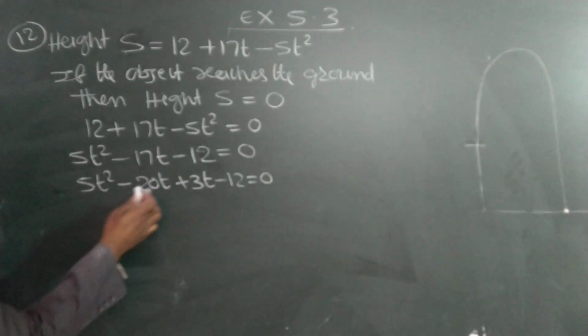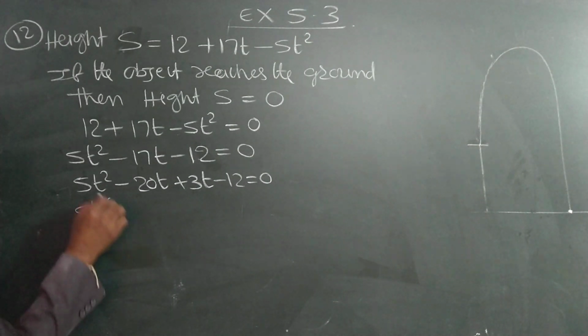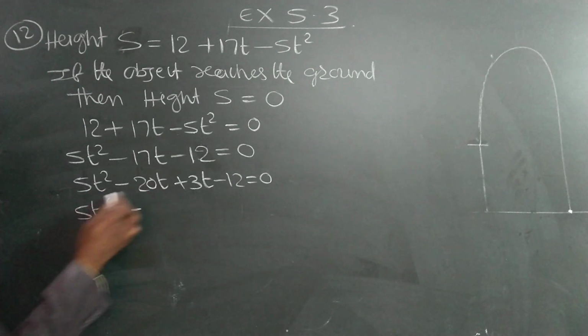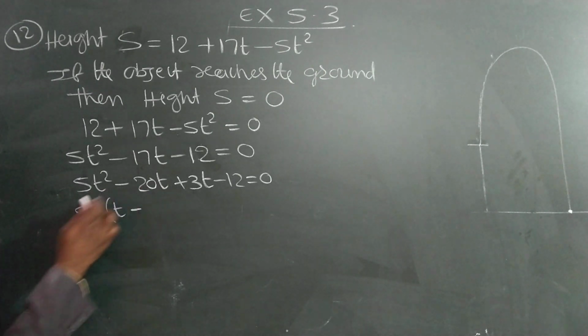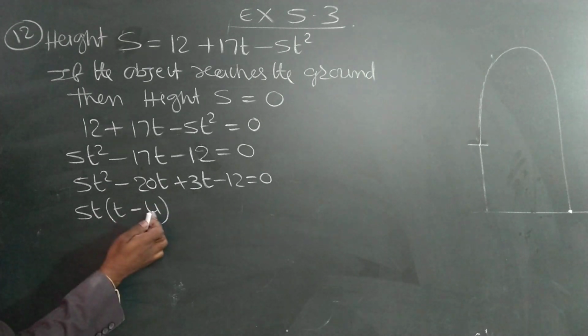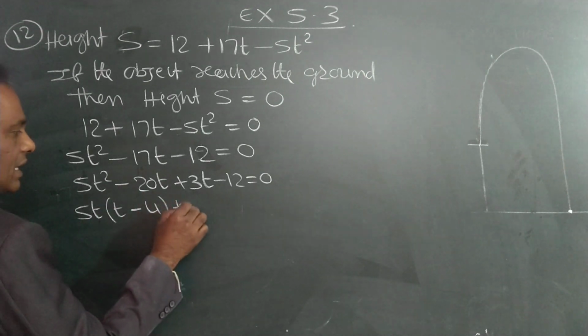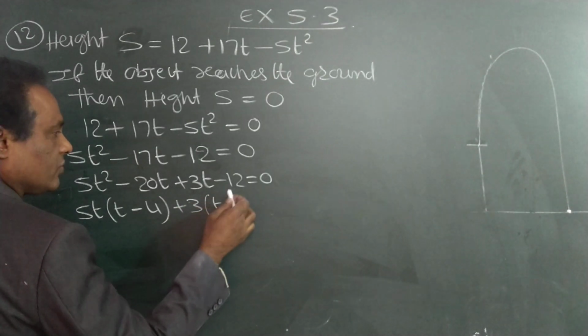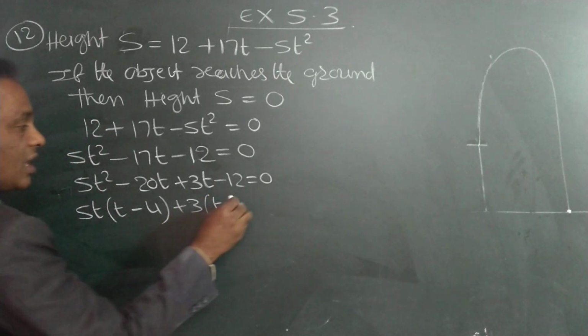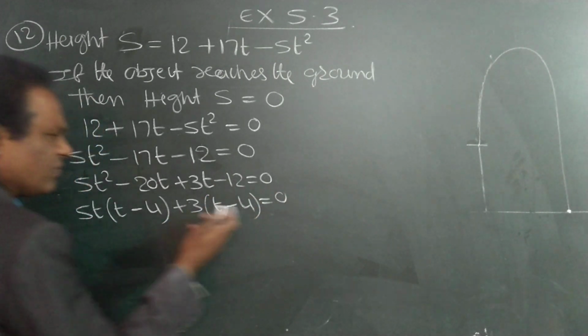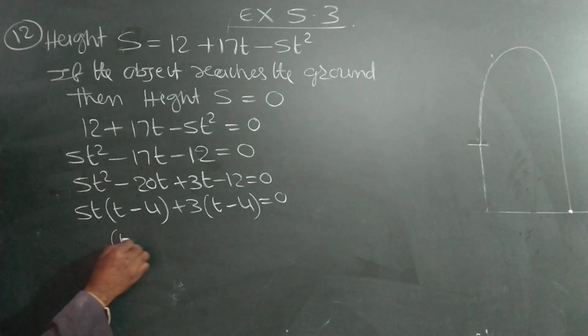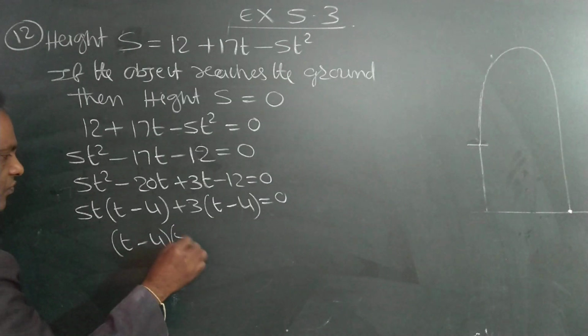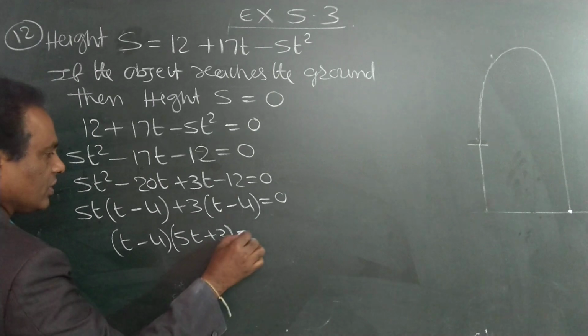You practice it. So 5t common. Another t remains. T already taken common. 20 means 5 4s are 20. Plus 3 common. T remains. 12 is 3 4s are. 3 common means 4. That means same we will get. So t minus 4 common, 5t plus 3 is equal to 0.